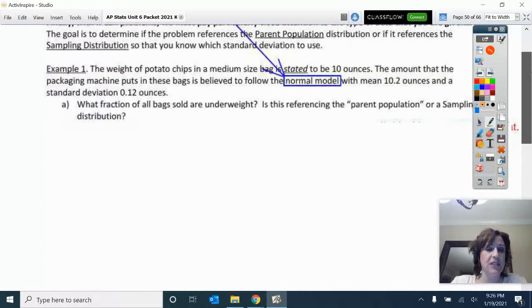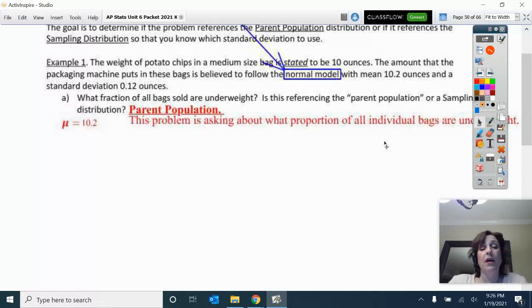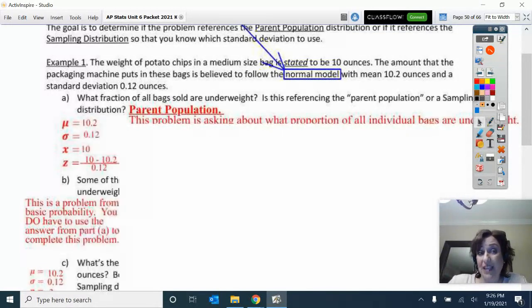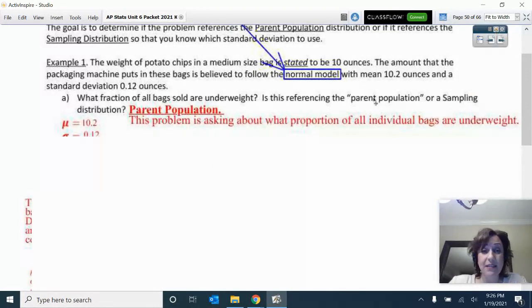So the first question says, what fraction of all bags sold are underweight? It's just asking the proportion of all of them. So it's referencing just the parent population, because it's referencing all the bags, not a sampling distribution. That would say what samples have a sample mean of this much or that much. So this proportion is asking about individual bags.